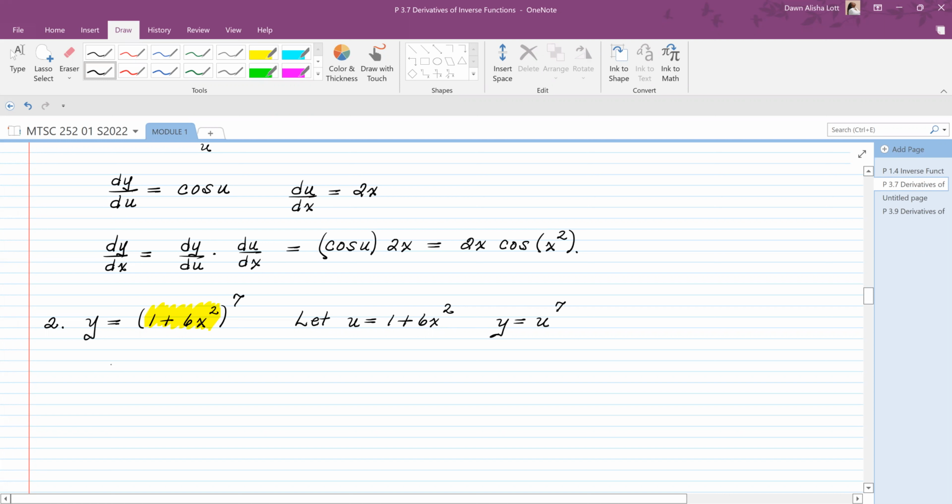So now I need to find dy du. That says take the derivative of y with respect to u. What do you get? Just use the power rule. Anybody? 7x to the 6. Okay, actually 7u to the 6th. Yeah, that's correct. Good. 7u to the 6th. Very good. All right. And what is the derivative of u with respect to x?